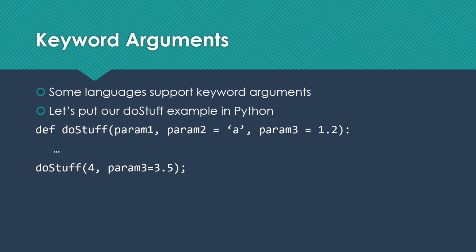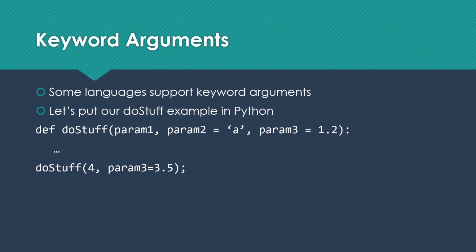I could do this positionally, so if I just specify two values, I'm going to get them in param1 and param2. But I can also use this keyword notion where I can say, hey, I've got the 4 that has to be done positionally, but then I want to specify that param3 is going to get the value 3.5. In that case, param2 will be its default value of A.